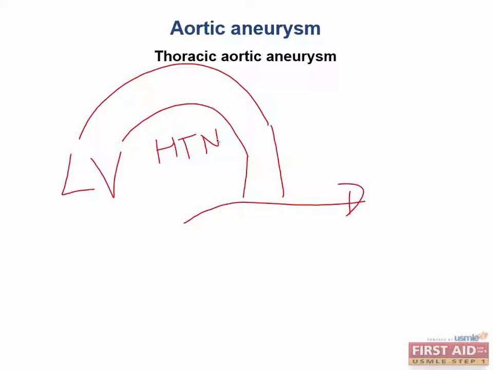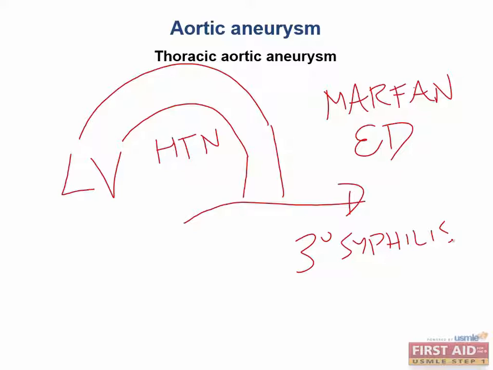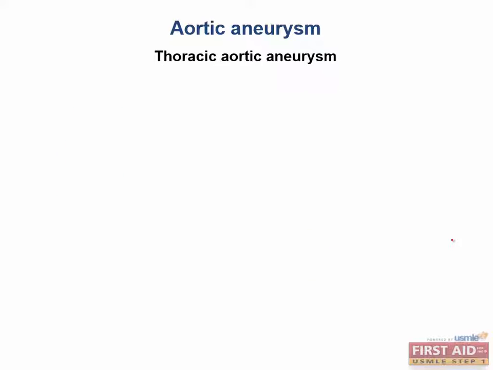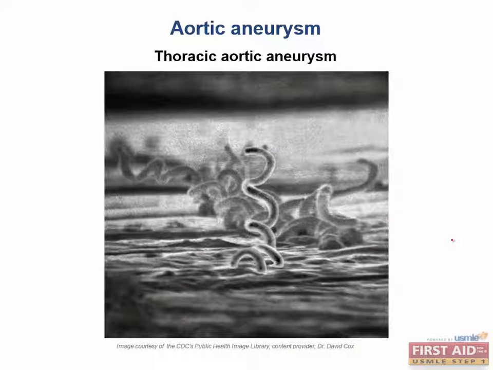Which ones are we worried about? Marfan's and Ehlers-Danlos. There's also a classic association of tertiary syphilis. Tertiary syphilis is rather rare these days, but that makes it even more fair game for your step 1 exam. Now the spirochete Treponema pallidum can end up in the vasa vasorum of the thoracic aorta. This is an electron micrograph of a biopsy taken from the vasa vasorum of a patient with tertiary syphilis and cardiac manifestations. So the spirochetes are literally inside of the vasa vasorum.